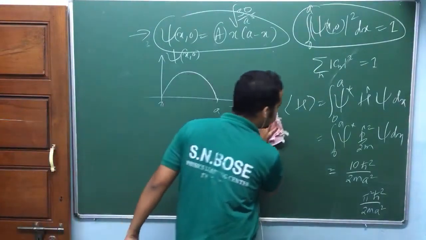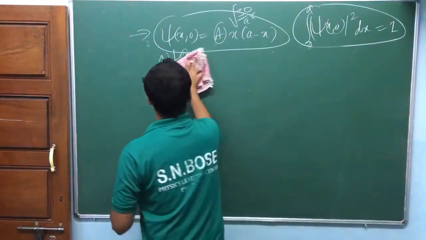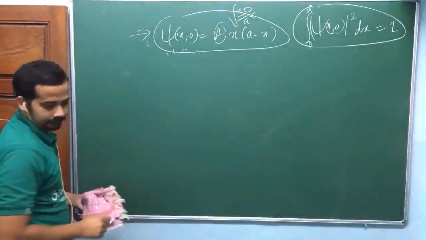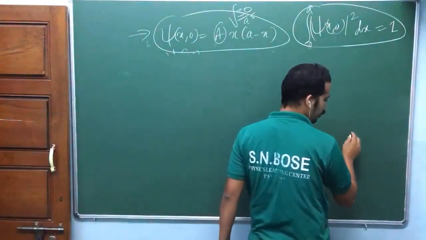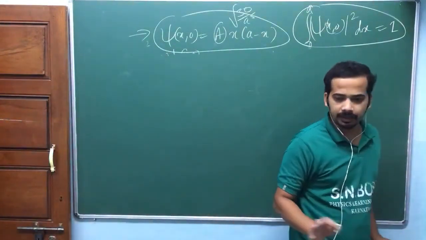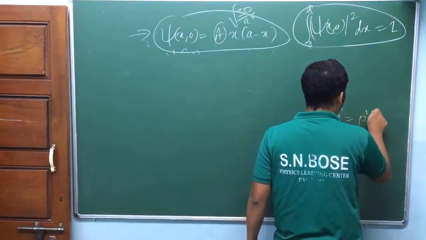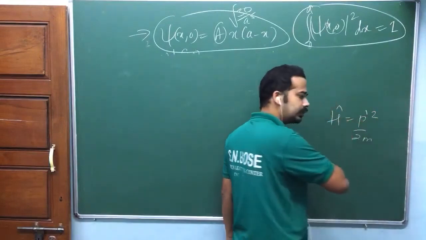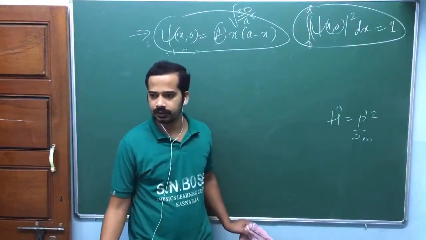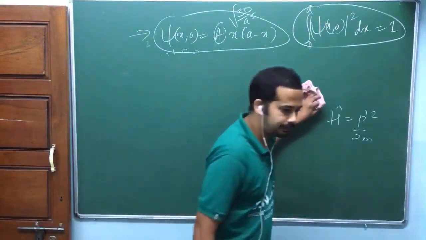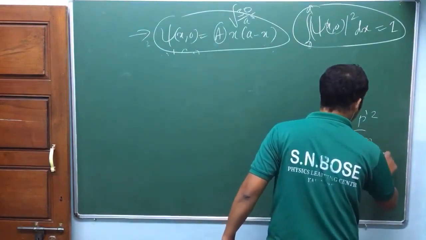You are asking something? Yes, sir. For stationary states... No, that operator is the same for everything. H cap is equal to P cap square by 2m. This definition will not change, whether you take a stationary state or a linear combination state, the operator definition will not change. So that is minus h bar square by 2m d square by dx square.